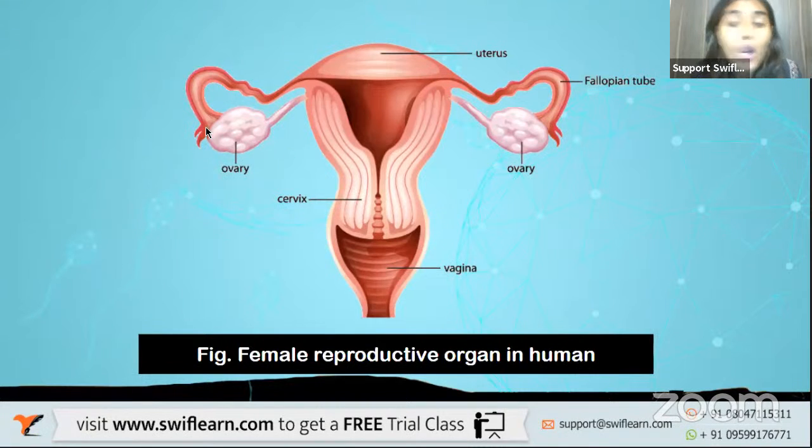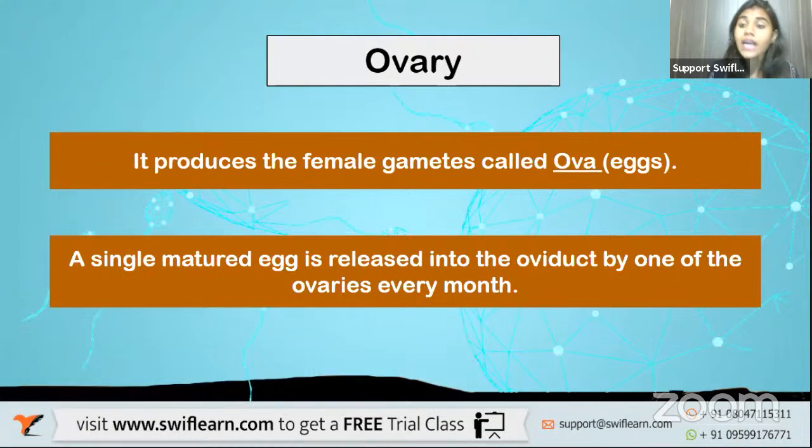So what happens after the maturation of the egg? After it gets matured, that one single egg will come out through this oviduct, and it will be present in the oviduct waiting for the sperm. Now if the sperm comes and meets it in the oviduct, then fertilization takes place, or else no fertilization takes place. Is this clear? If you have any doubt, you can ask me through the comment section.